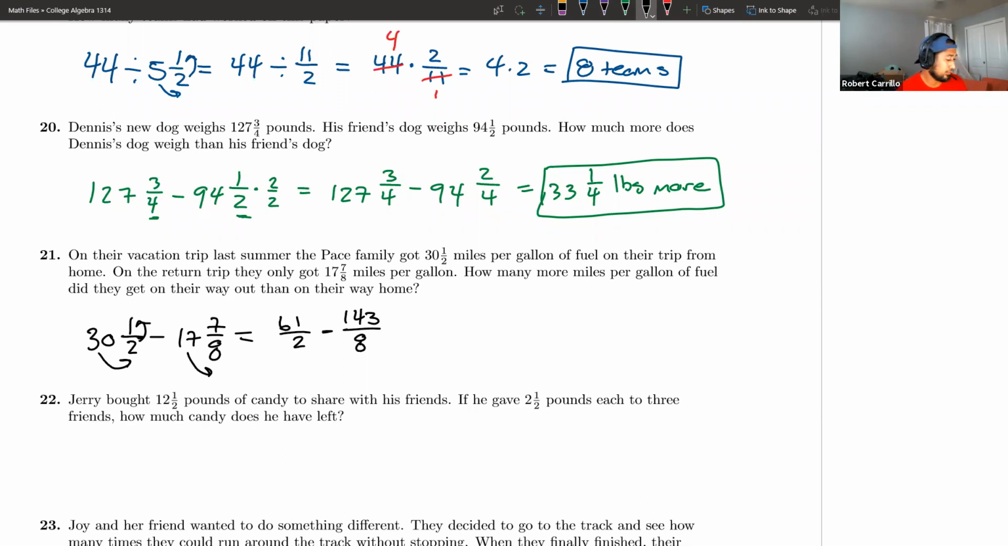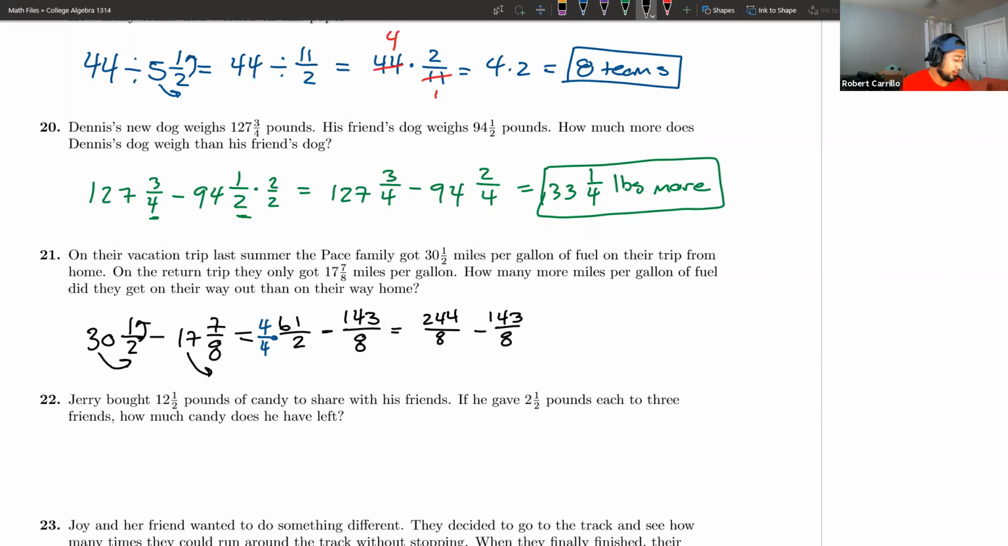Okay, cool. And now we need that common denominator of 8. So what number will I multiply 61/2 by? 4. Good. Multiply by 4/4. And then 4 times 61 should give me 244/8 minus 143/8. Make sure my math is correct because I'm doing this in my head.